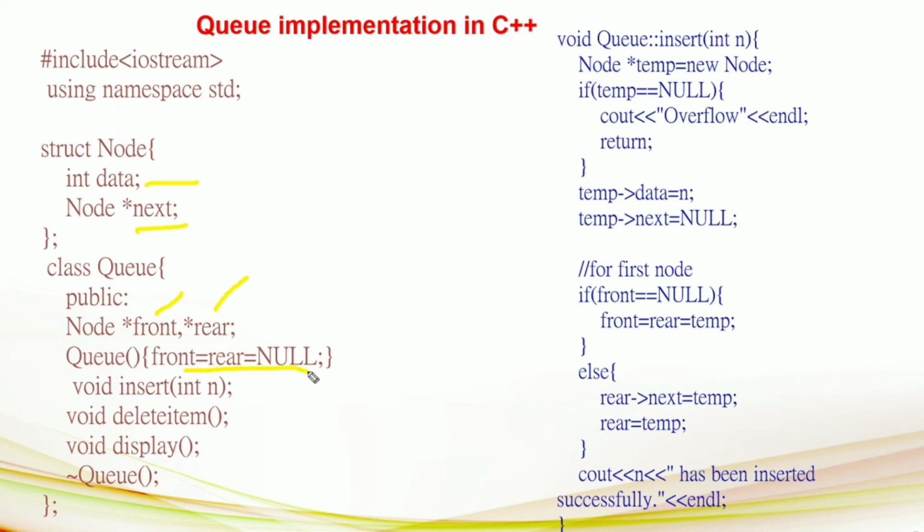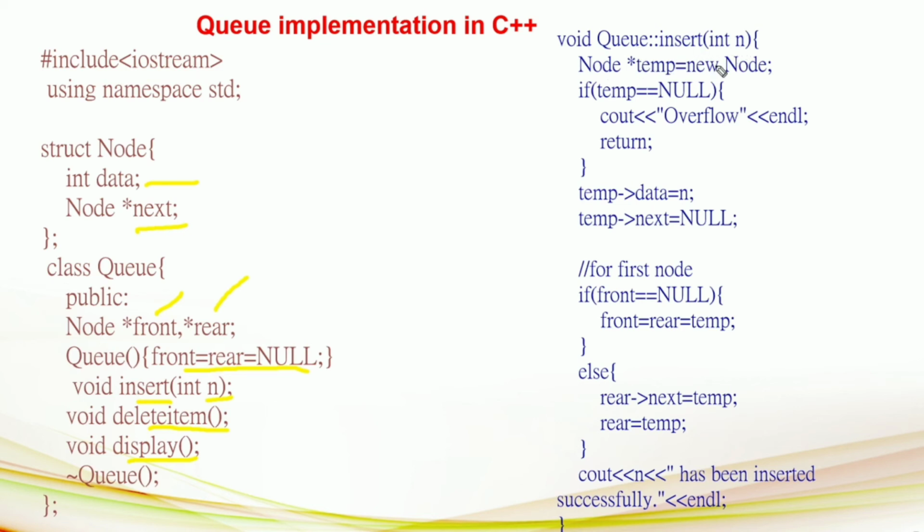That means the queue is at first empty, and we are performing functions: insert, where the passed integer value is inserted into the queue; delete item, to delete the items from the front; and display, where the elements in the queue can be displayed. And the tilde queue is the destructor to free the memory of the queue which is occupied.